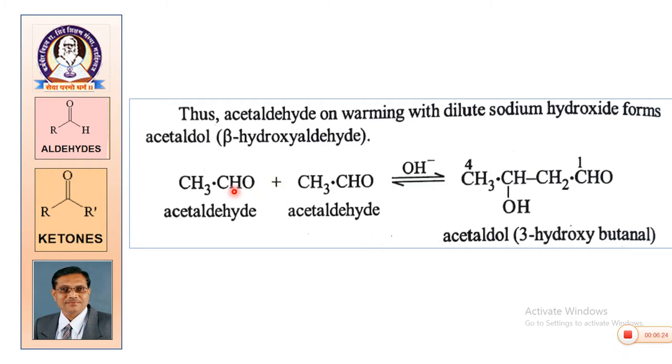What is the product? The product is CH3 as it is, then this CHO is converted into CHOH. CH3 from the first compound, CHO gets converted into CHOH and the H is taken from the CH3 and the remaining portion is CH2CHO. So, CH3, CHOH, CH2, CHO, it is aldehyde and alcohol both. So, it is called aldol. Aldol means ALD for aldehyde, OL for alcohol, aldol. So, it is acetaldol or 3-hydroxybutanal. So, this is the general example.